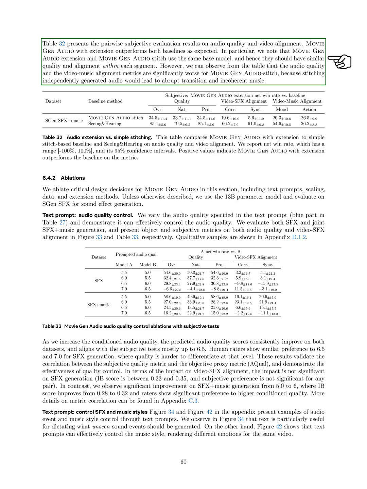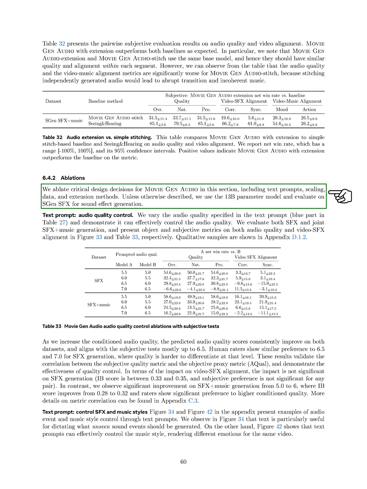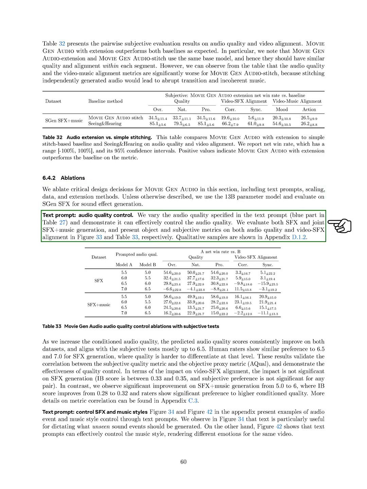Section: Ablations. In this section, we examine key design choices for Movie General Audio, focusing on text prompts, scaling, data, and extension methods. We utilize the 13B parameter model and assess its performance on SGen SFX for generating sound effects. First, we explore how varying the audio quality specified in the text prompt influences the audio output.